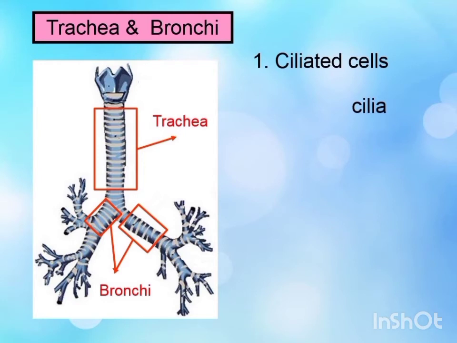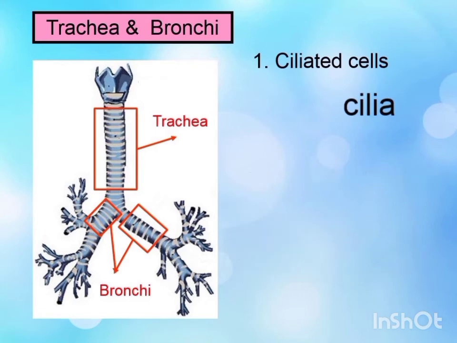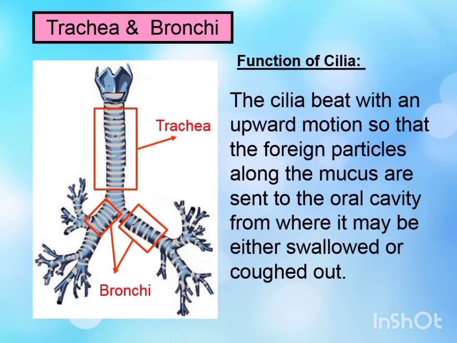Ciliated cells. They have cilia in them. Now what are cilia? Cilia is a Latin word meaning eyelash. Small hair-like projections which cover the whole body are called cilia. Like this is paramecium. In paramecium you can see the whole body is surrounded with small hairs which are cilia. The function of the cilia is that cilia beat with an upward motion so that the foreign particles along with the mucus are sent to the oral cavity, from where they may be either swallowed or coughed out.